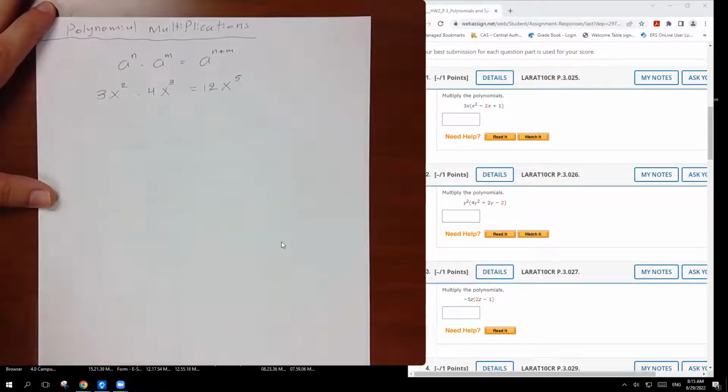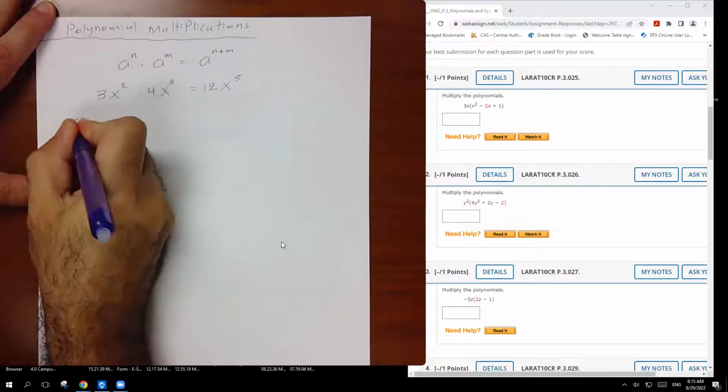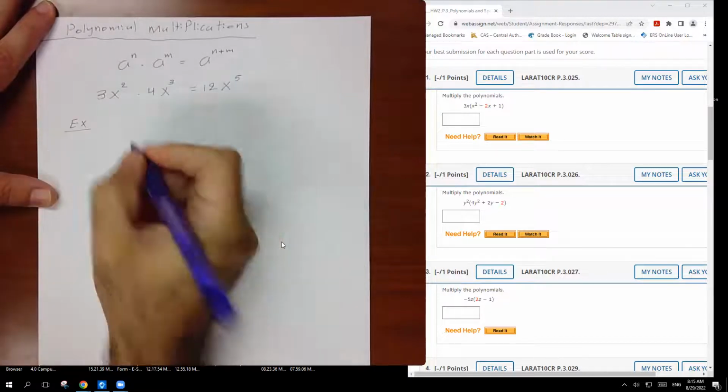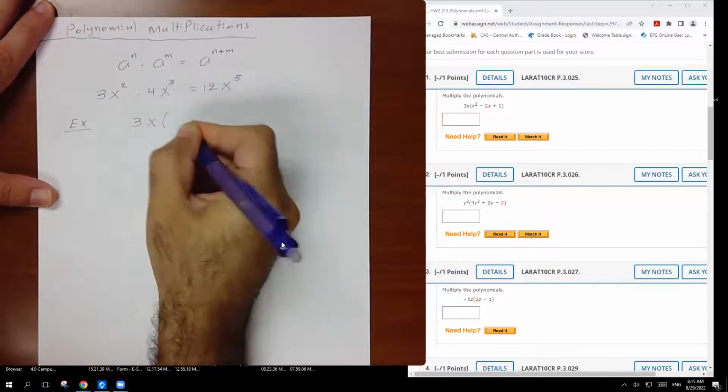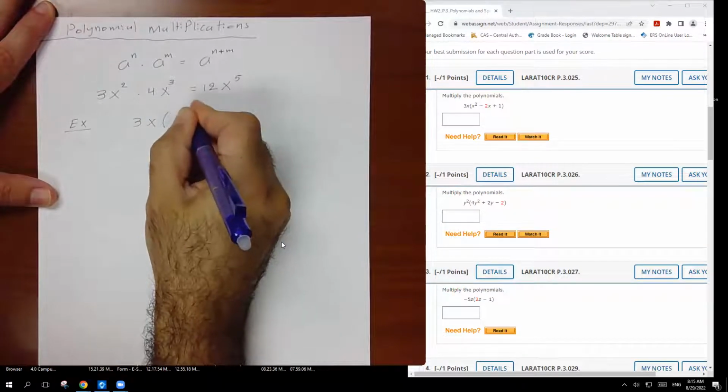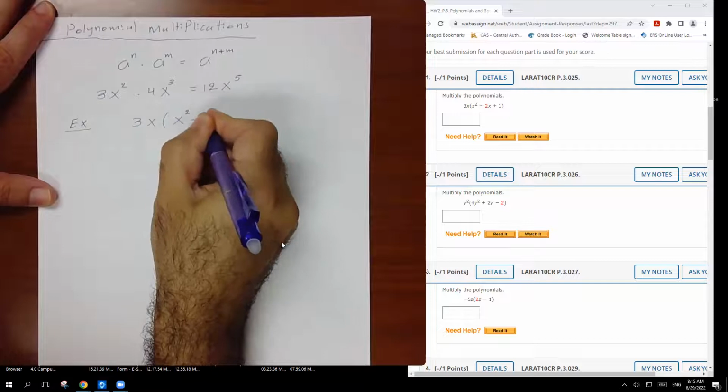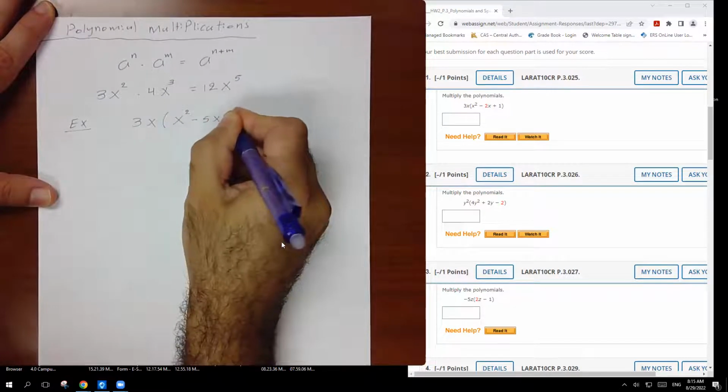Now let's go and multiply polynomials. Here's an example. If we multiply 3x squared minus 5x plus 1.